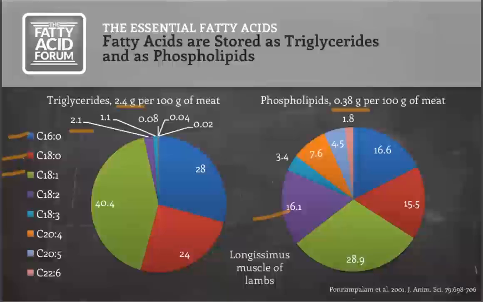The concentration of the essential fatty acid C18:3, linolenic acid, in light blue, was 3.4% in the phospholipid fraction, but only 1.1% in the triglyceride fraction. And only phospholipids had significant concentrations of the C20 and C22 fatty acids, as indicated by the light blue and the pink color, 4.5 and 1.8% respectively in the phospholipids, and much lower concentrations in the triglycerides.